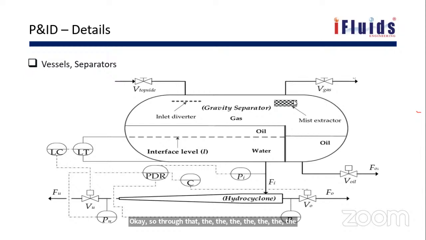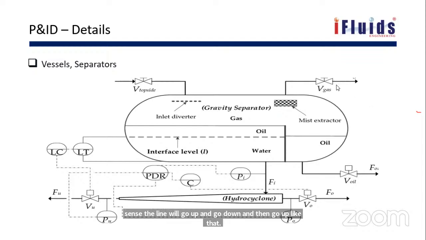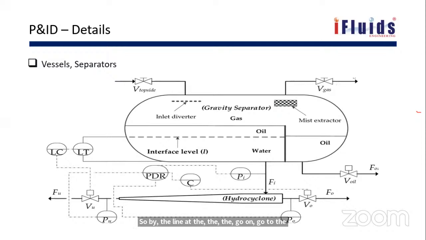If the line is designed with a pocket, in the sense the line goes up, goes down, and then goes up again, the liquid will inherently go to the lower portion. That pocket will collect the liquid and block the gas path. If that is blocking the gas path, then the gas flow will be blocked.